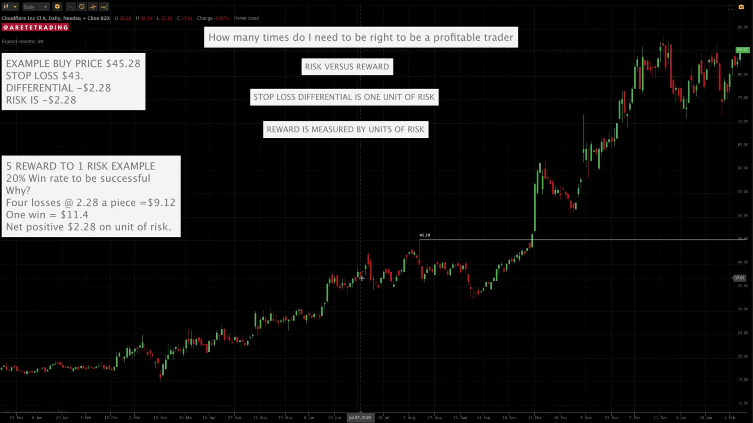So risk versus reward. Stop loss differential is 1 unit of risk. Okay, so how are we going to determine that? Well, by the buy price and by your stop loss price. That's how you determine your stop loss differential, okay? And that becomes your unit of risk. I'm going to go through a really simple example before we even start with this one. But your reward is measured by your units of risk. So that's how you get the equation.